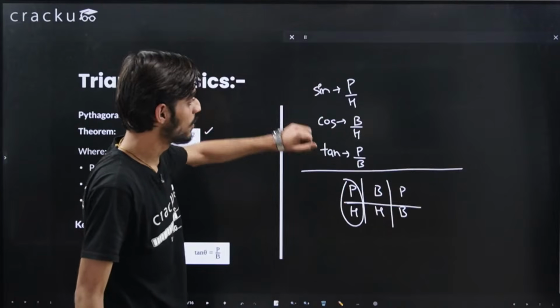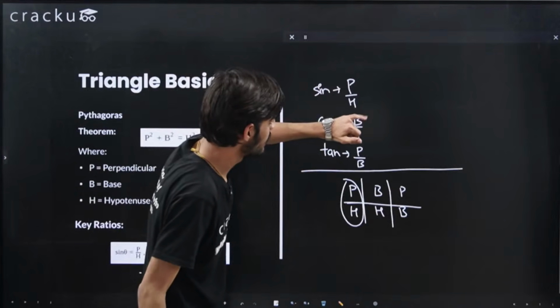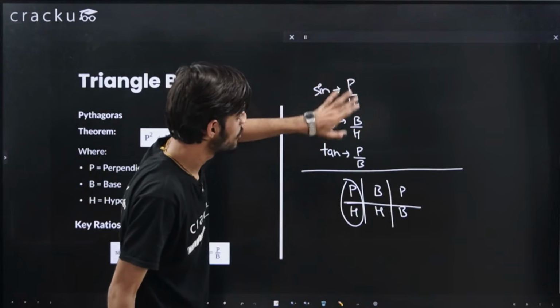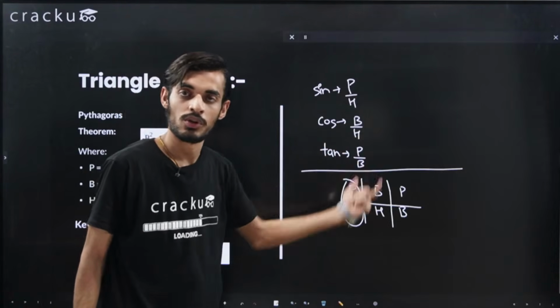From this I think you can notice that sine divided by cos will be equal to tan, right? If we just divide this, then h and h will cancel out and p upon b will be equal to sine upon cos. So we can say that tan is equal to sine upon cos.